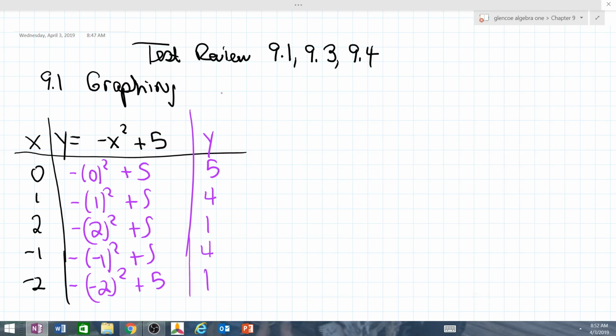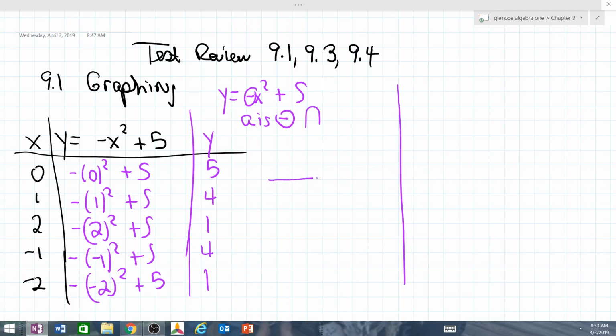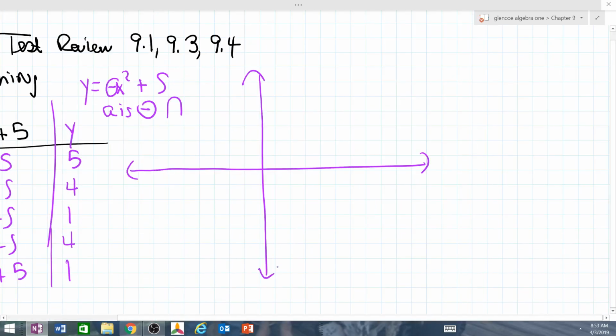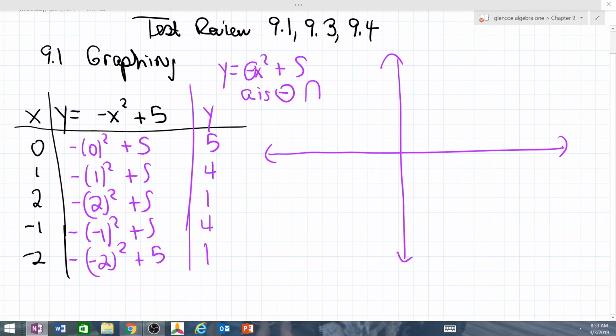Now please remember, it's y equals negative x squared plus 5. There's a minus sign there. Remember, if a is positive, the graph opens up like a cup. If a is negative, the graph is going to open upside down like a frown. So I'm ready to graph, and I graph my ordered pairs.